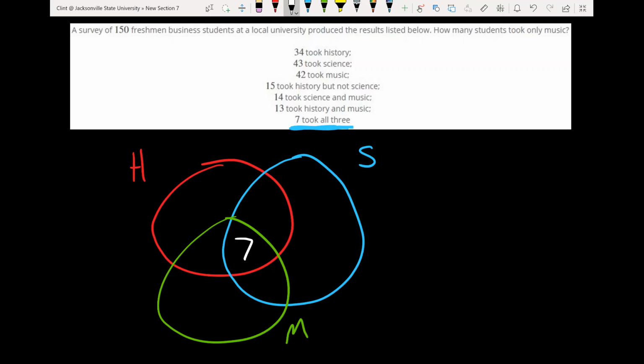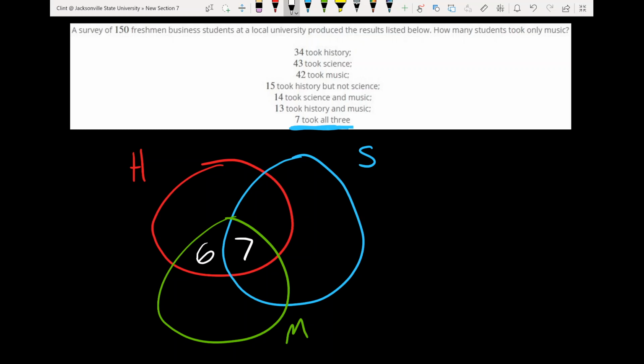Okay. So history and music are the two sections where the H and the M circles overlap. We've already got a 7 in there, so we want a total of 13 in there. So if we did 13 minus 7, that tells us the ones that just took history and music got to be 6. We subtract. Okay.